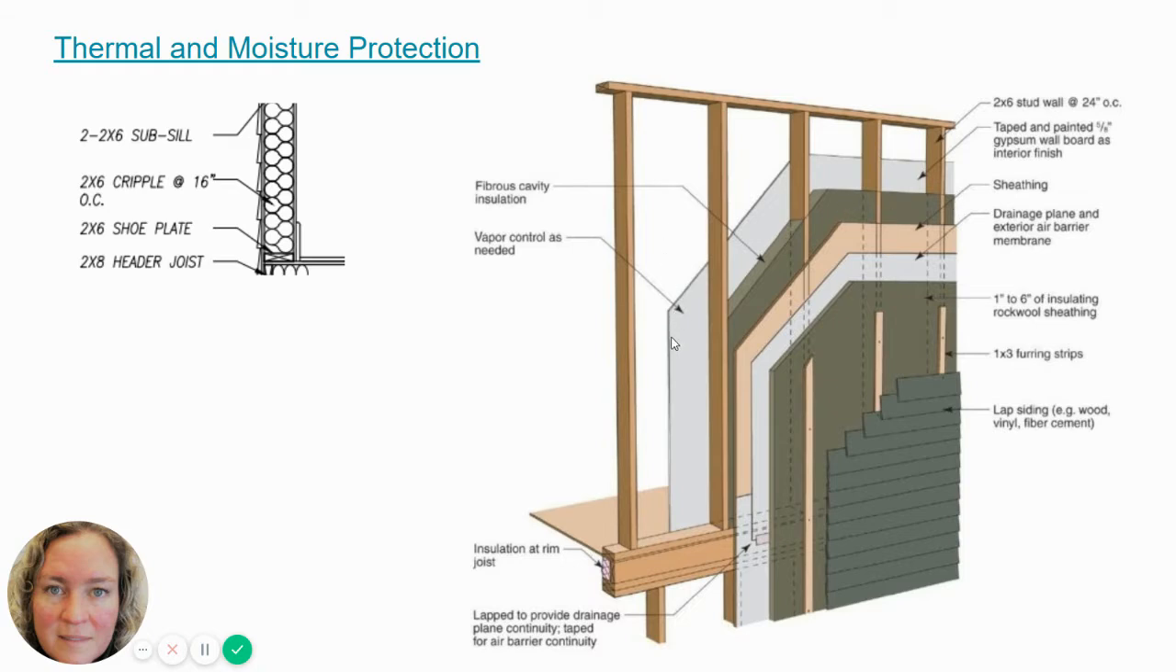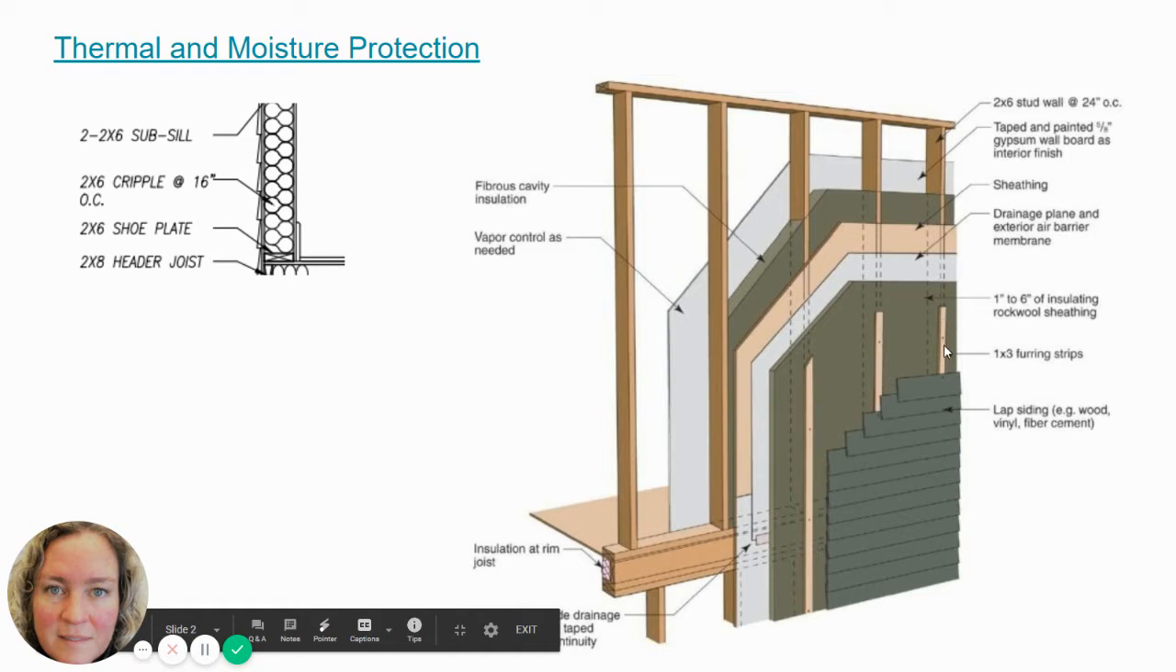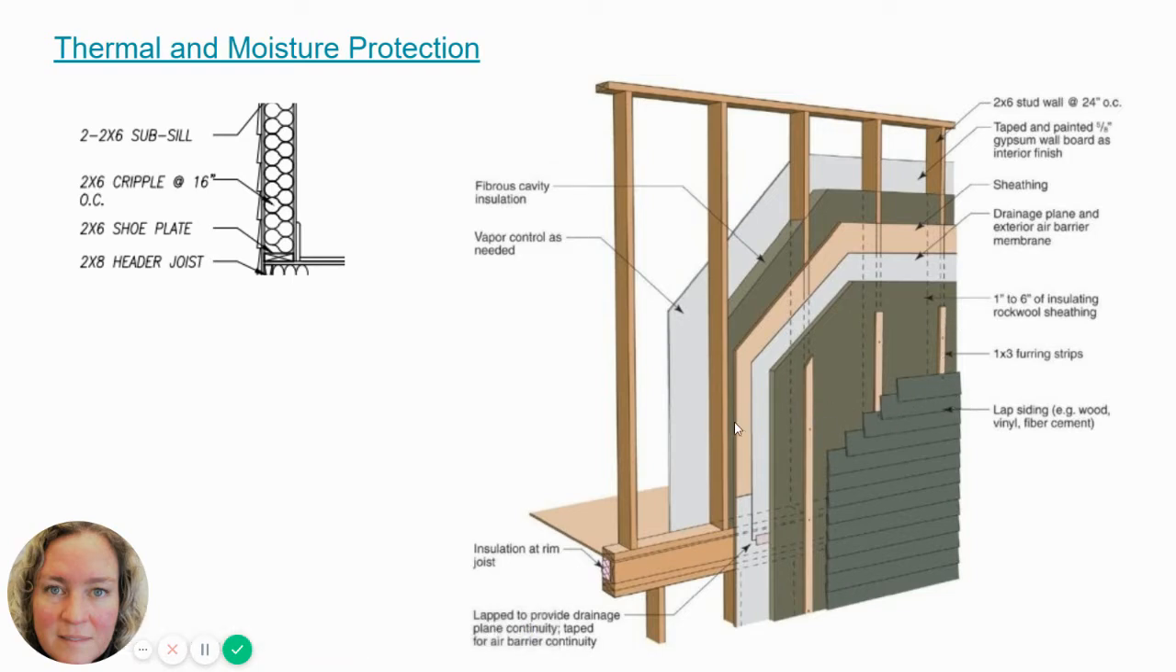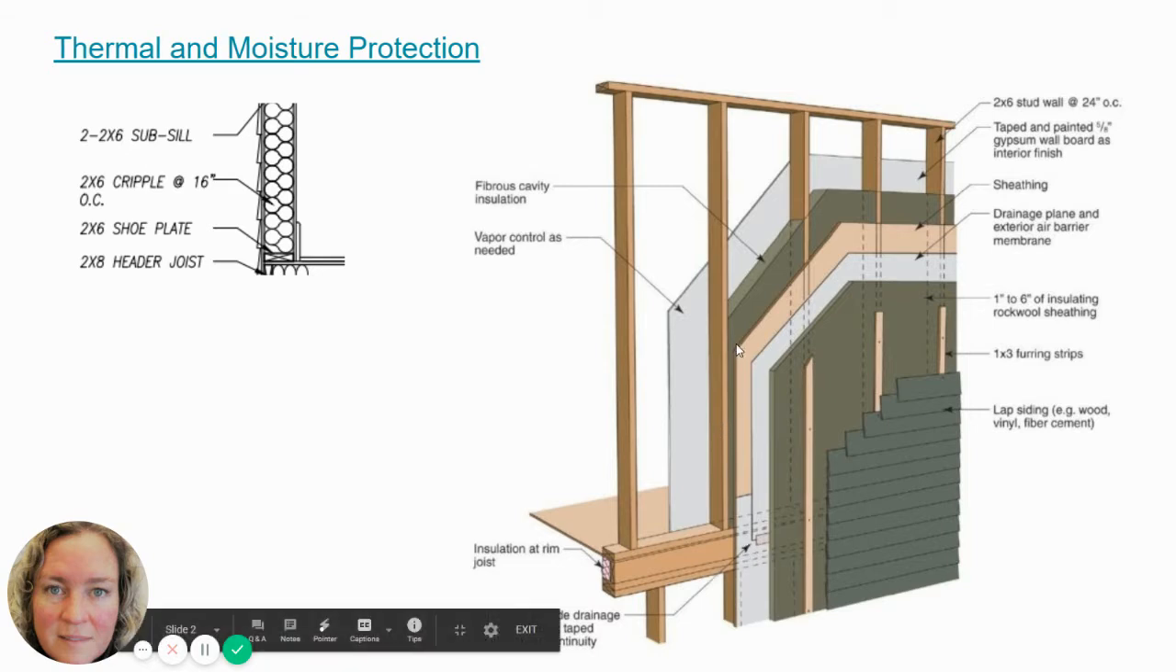On the inside of the house, we have gypsum wallboard. On the outside, we have a layer of sheathing, and then here they're showing a layer for an exterior air barrier membrane, and then they're showing an extra layer of insulation on the outside. These strips that are vertical are your rain shield or furring strips, and then the horizontal siding is placed onto those. So this is the pretty typical construction anatomy of a wall.